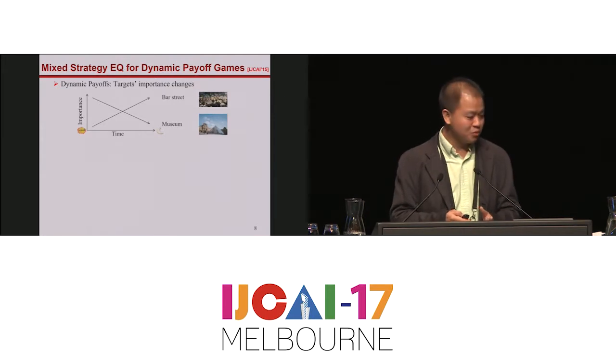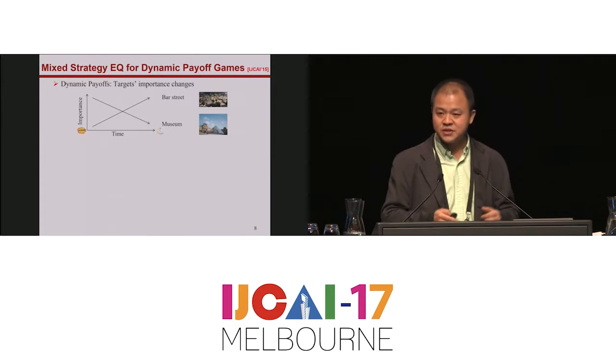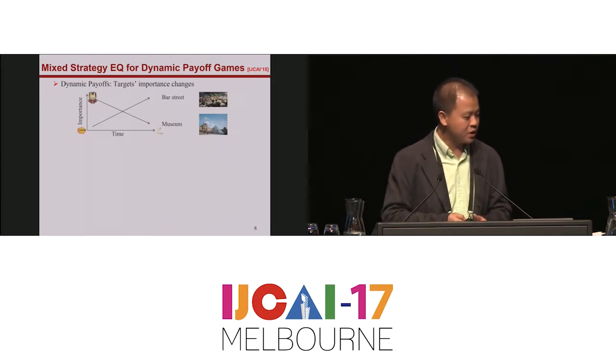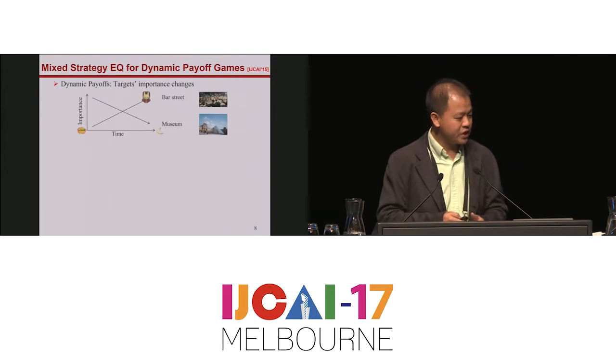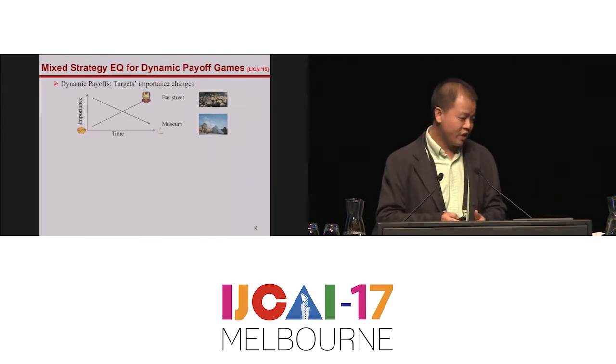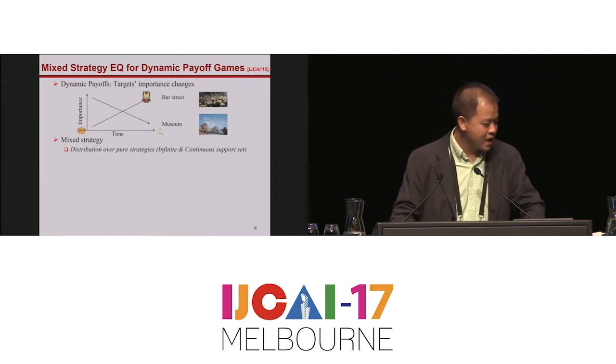So we might put more people in the museum during the daytime and more people on the bar street in the evening. So this is still some kind of setting where there are many targets, areas to protect, and those areas are of different importance, which will change over time. But here, because this happens every day, it makes sense to compute the optimal mixed strategy. And this is far more difficult as compared with computing the optimal pure strategy. So how to solve this?